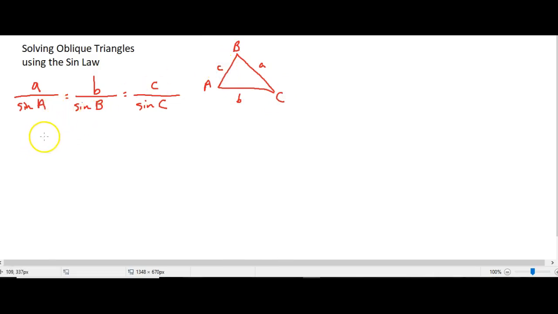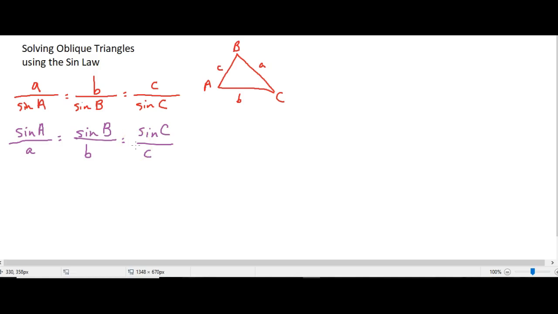Okay, the other thing is you can also use these in their reciprocal, because sometimes if you have an angle that is unknown, it's a little bit easier to have the angles all in the numerator. So it also might look like this. Sine A over side a, sine B over side b, sine C over side c. All right, so that's the sine law.